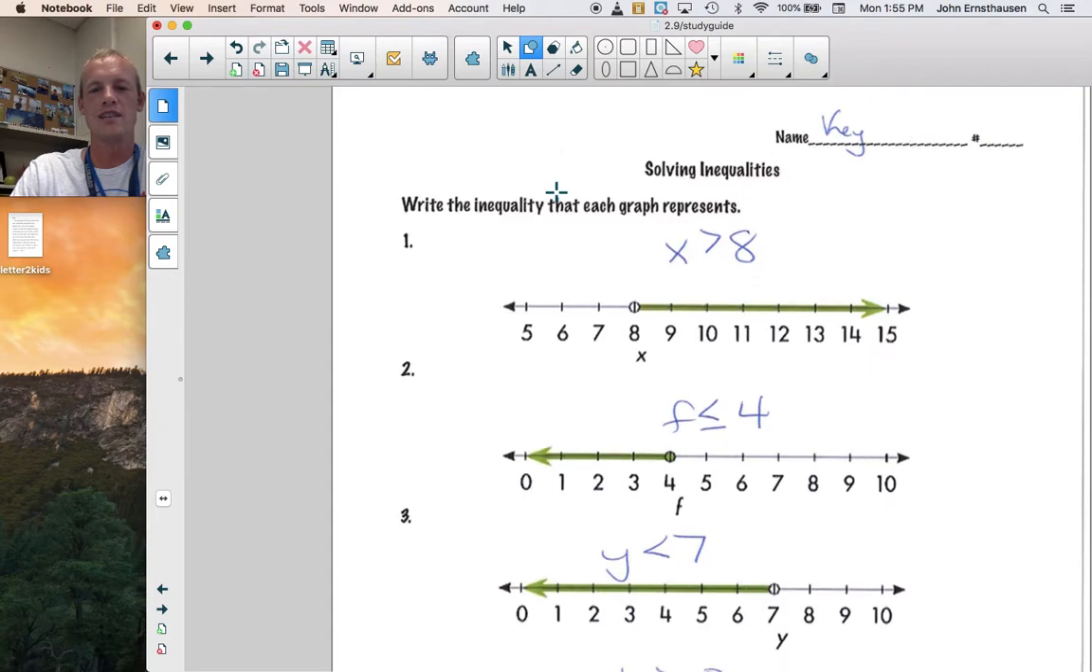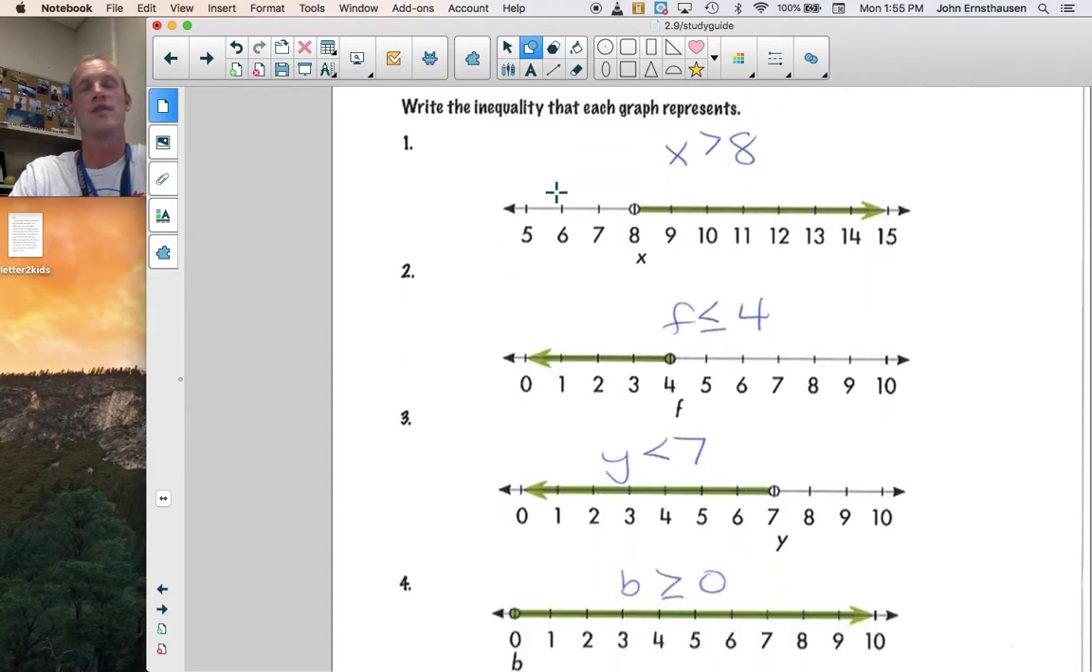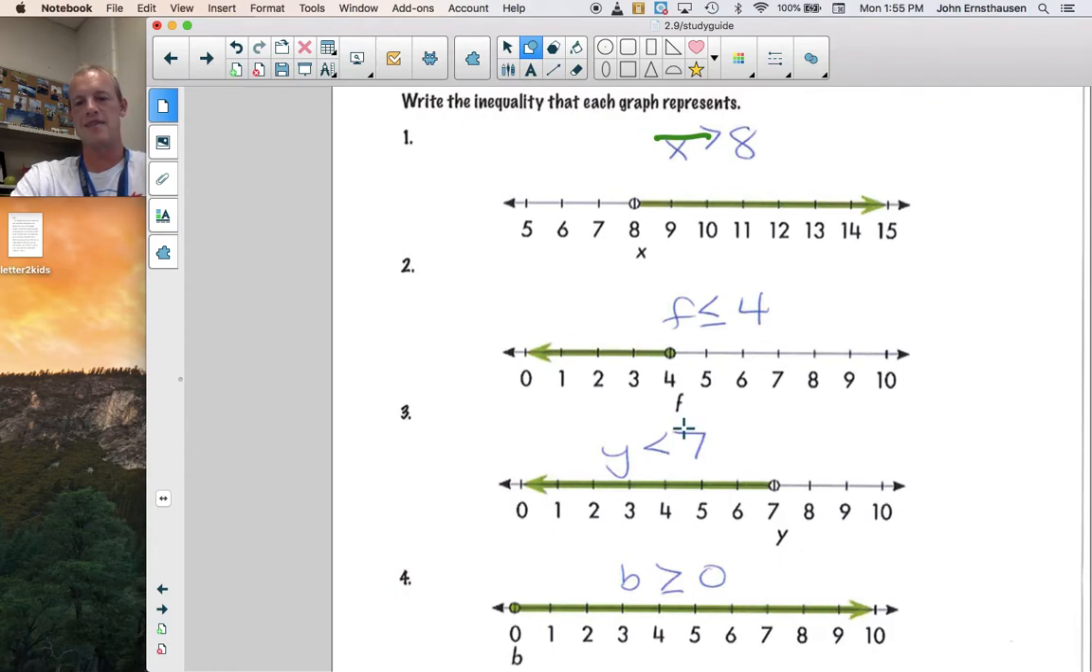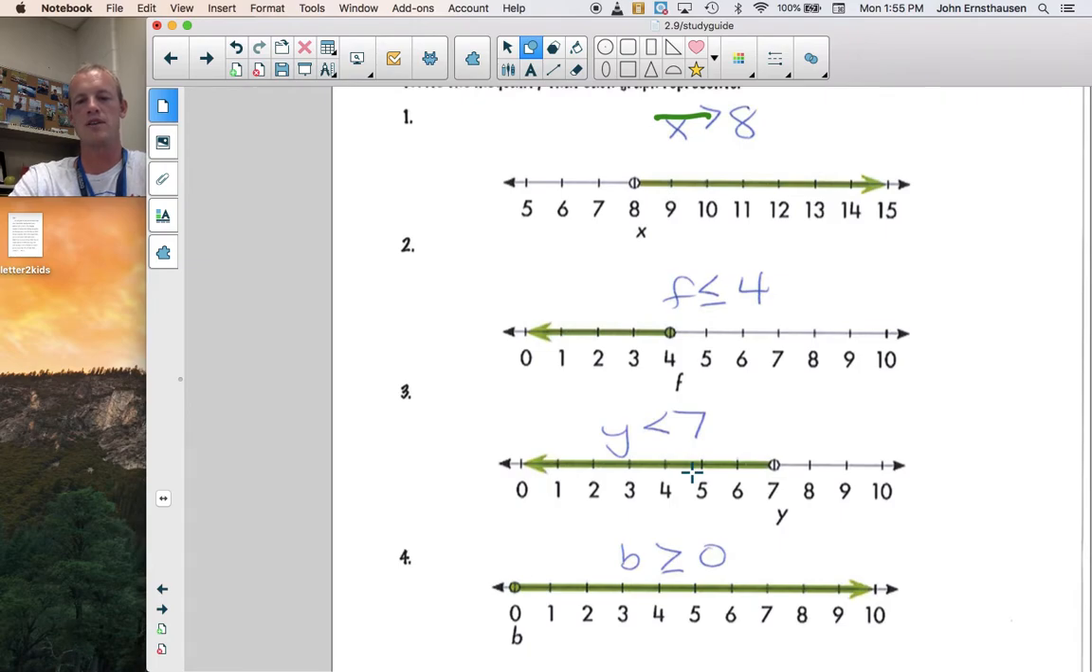So we're going to go over these. So for number 1, x is greater than 8 because the arrow is going to the right, and this is hollow. The circle is not shaded in. For number 2, f is less than or equal to 4. The arrow is going to the left, so it's less than. It's numbers that are smaller than 4. And why is it or equal to? Because it could be 4. Okay, for number 3, y is less than 7. Not shaded in, so no line under it. And finally for 4, b is greater than or equal to 0.